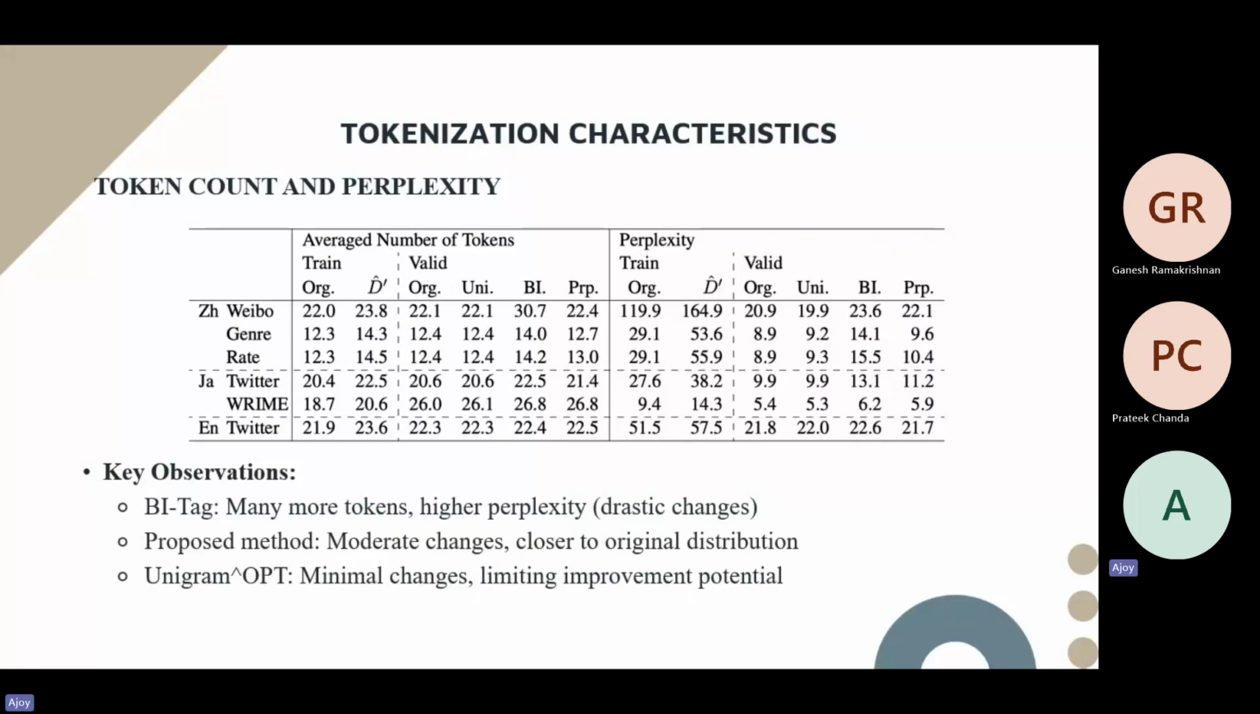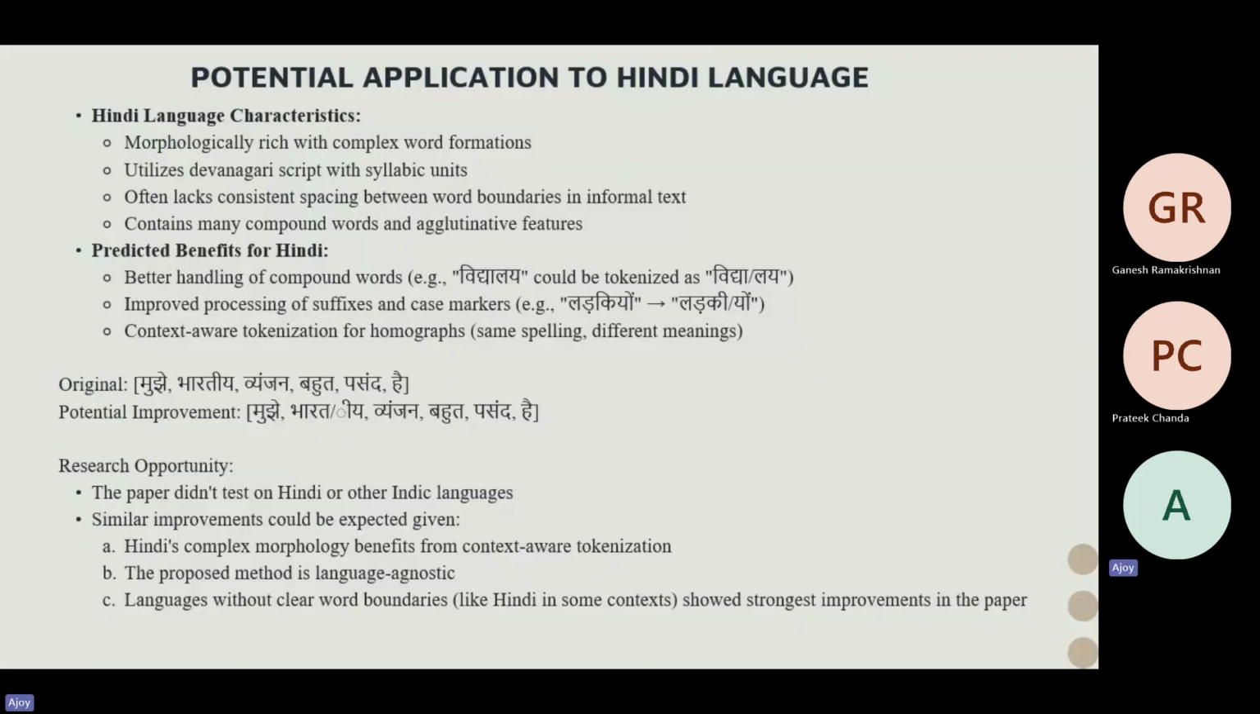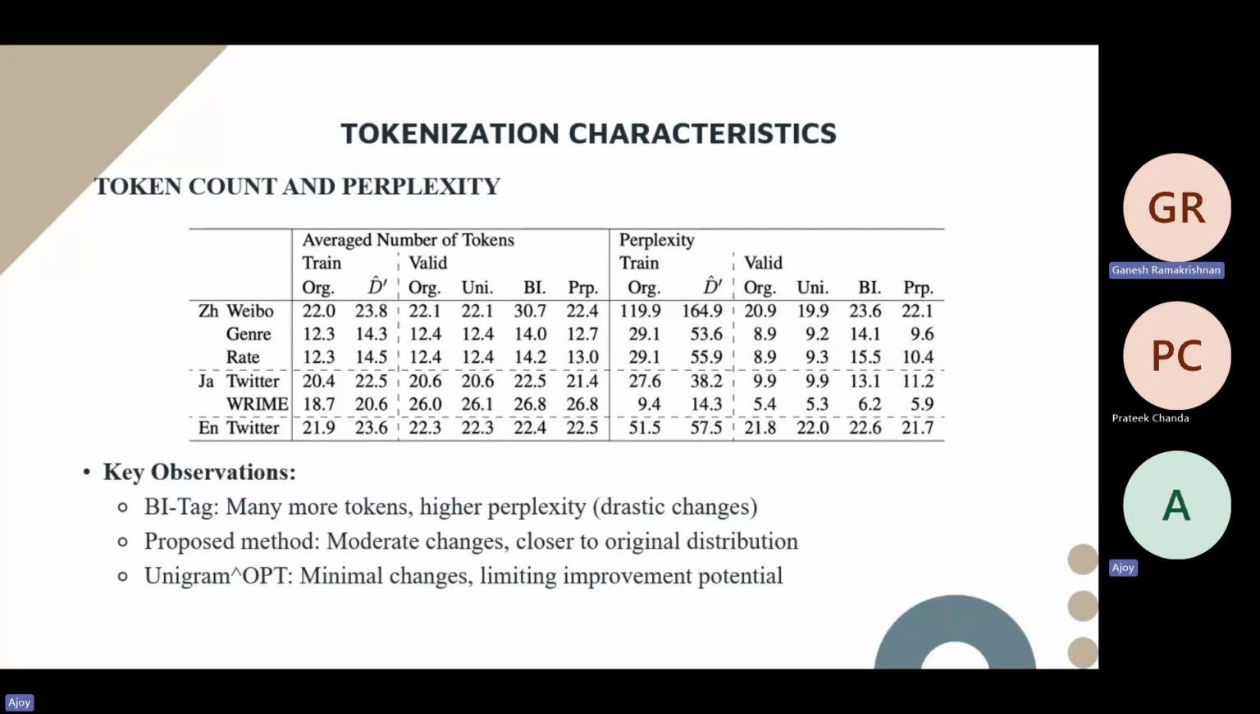So here the perplexity score compared to the older methods, and oh, it's higher perplexity. Perplexity should be lower, no? Many more tokens, higher perplexity. What is byte tag? I'm not understanding what you have written here. Byte tag, many more tokens, higher perplexity.